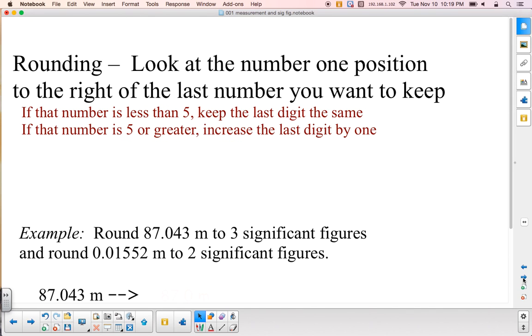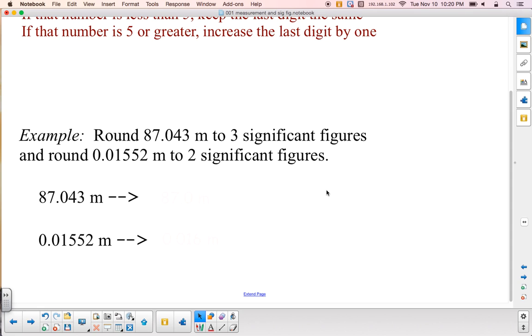The other thing that we need to lay down as a standard in this class is how we're going to round. The rules for rounding in chemistry class are really no different than the rules for rounding in math class. You're always going to look at the number one position to the right of the last number you want to keep. If the number you're looking at is less than 5, keep the last digit the same. If the number you're looking at is 5 or greater, increase the last digit by 1.